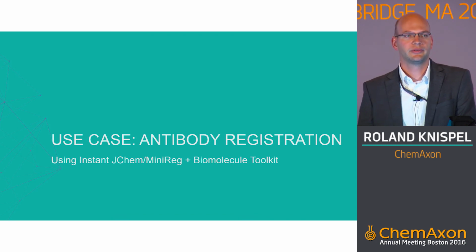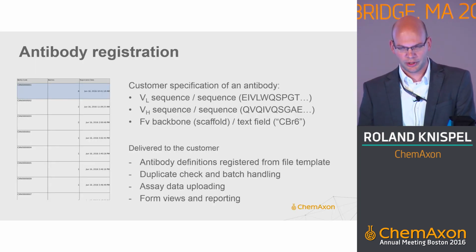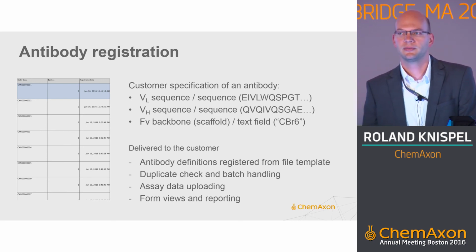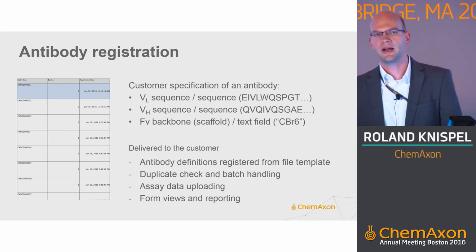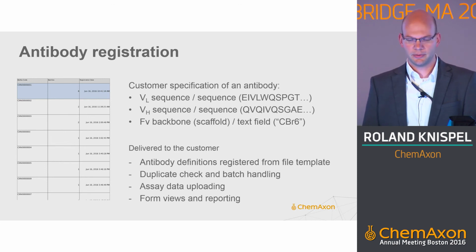The second use case I would like to introduce to you is something which I believe is quite important because it tells you how flexible the toolkit actually is in setting up how an entity can be represented. So we're working with a small biotech company in Belgium who have the need for registering antibodies in their systems. They have been running Instant JChem with the Minireg system for a while for some of their small molecule compounds, and now they have added a number of antibodies into their repertoire.